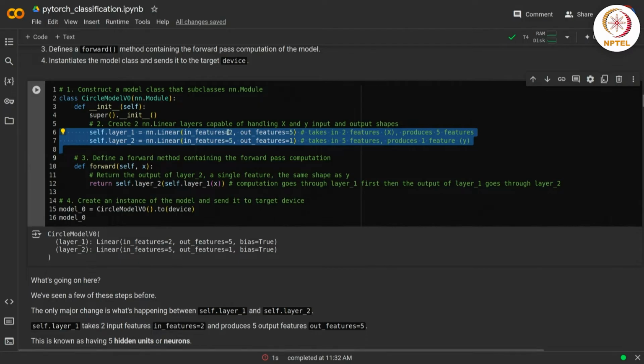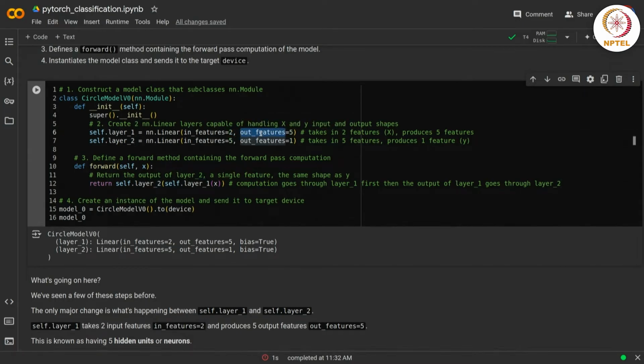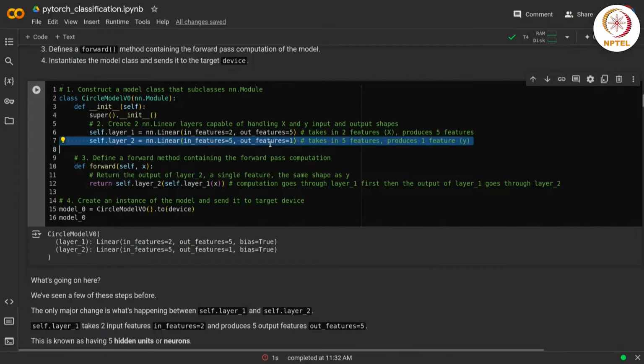Since your input size is 2, you get x1 and x2. This linear layer will expand it to 5 features, and those 5 features flow into layer 2, which takes an input of 5 and gives an output of 1 feature, right? So in comes 2, layer 1 outputs 5 features, layer 2 takes 5 features and outputs 1 feature, right? And this 1 feature is what, let's say, the model prediction would be.